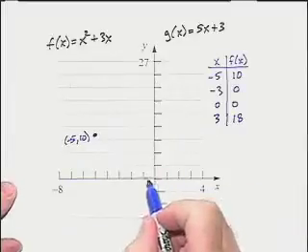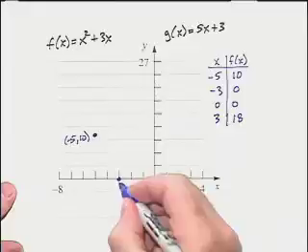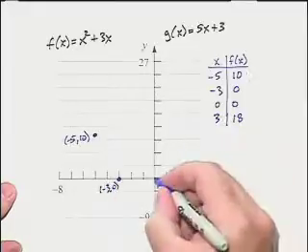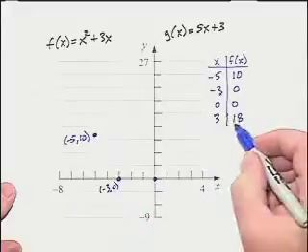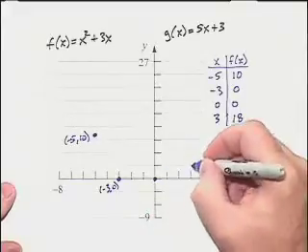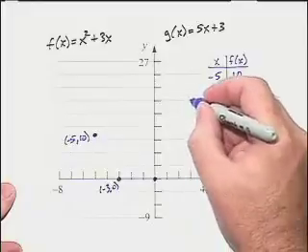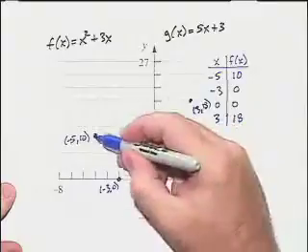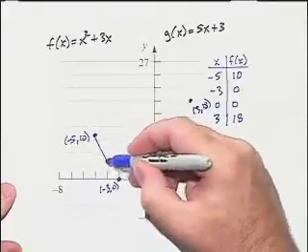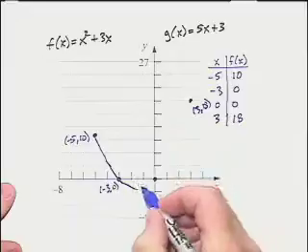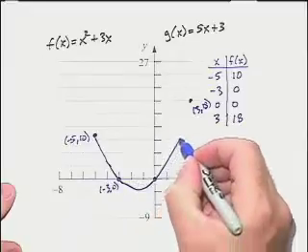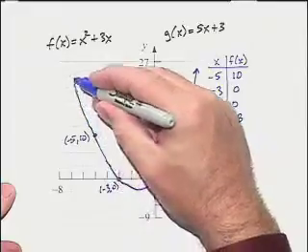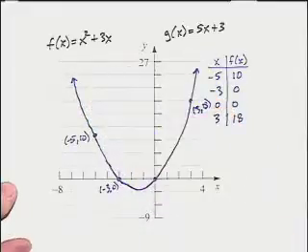Plot the point (negative 3, 0). 1, 2, 3, 0. Point (0, 0) is the origin. And then the point (3, 18), you get 3, 3, 6, 9, 12, 15, 18. We'll go ahead and connect these dots. Recognizing that f of x is a quadratic, so the graph is a parabola, we get our rough graph of f of x.